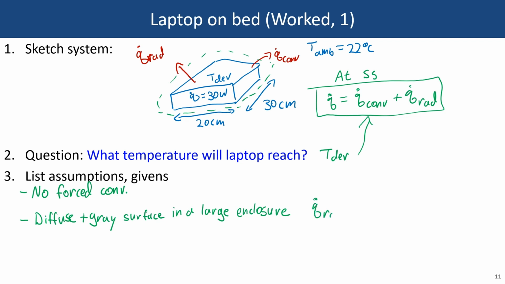We'll say that Q dot rad is equal to epsilon sigma times the surface area, and let's say the surface area here is the top face of the laptop, times the absolute temperature of the device to the fourth power minus the temperature of the surrounding room to the fourth power. Okay, and then also we're going to need a piece of information here, which is that the emissivity is some value. So let's guess an emissivity of 0.6. It has to be somewhere between 0 and 1, and for most real devices or surfaces, it's somewhere in the middle.